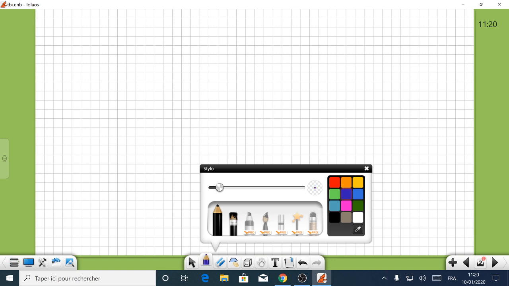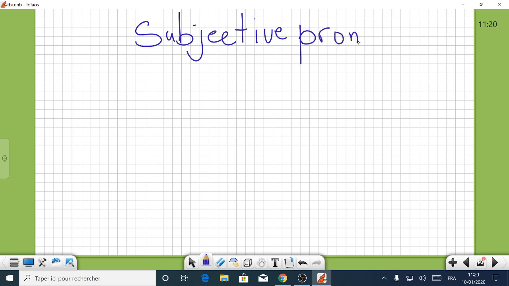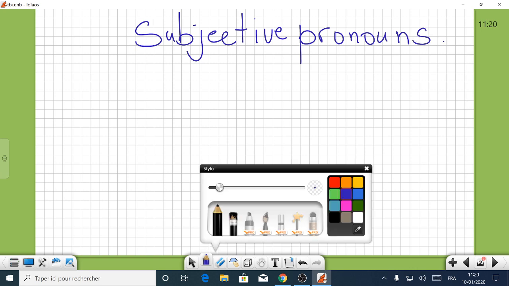Now in the next slide, we start with the first type, and we see how it works. So I shall write here: subjective pronouns. When I say subjective, it's from the subject. Subjective pronouns.